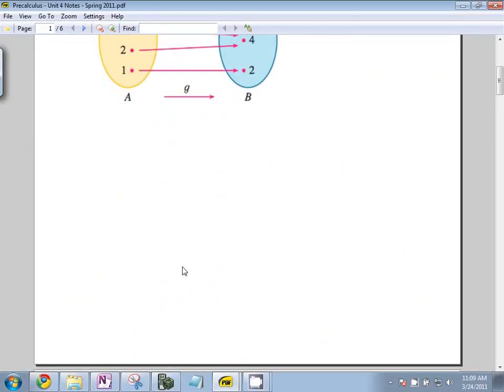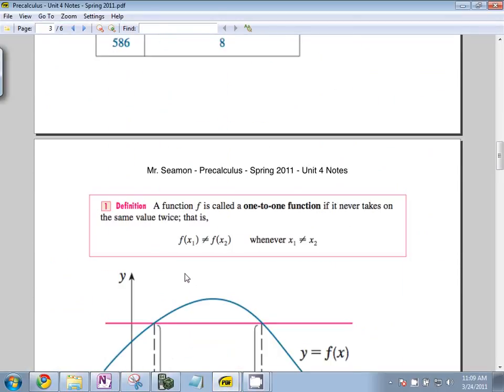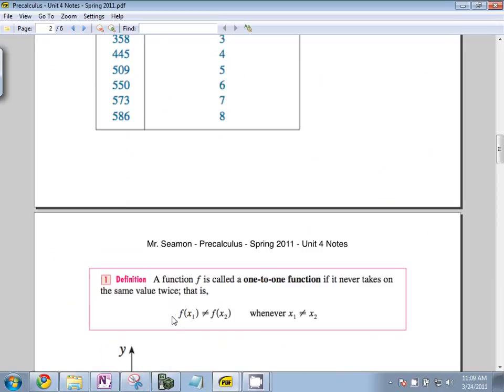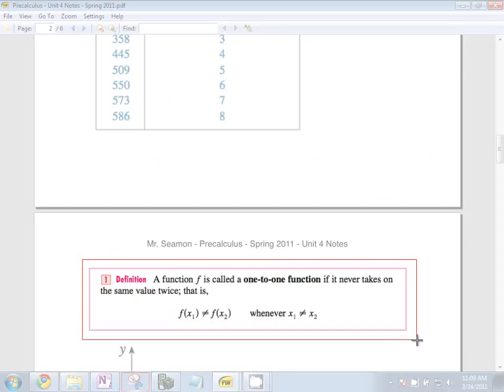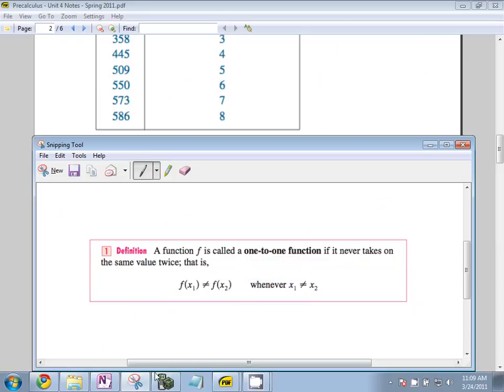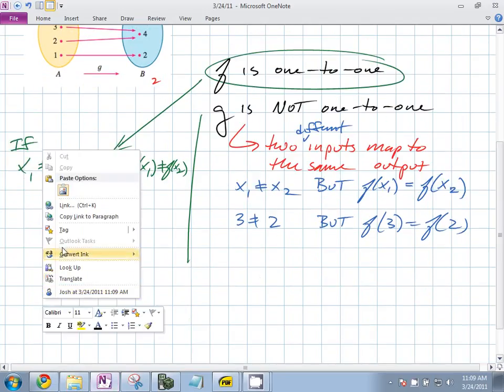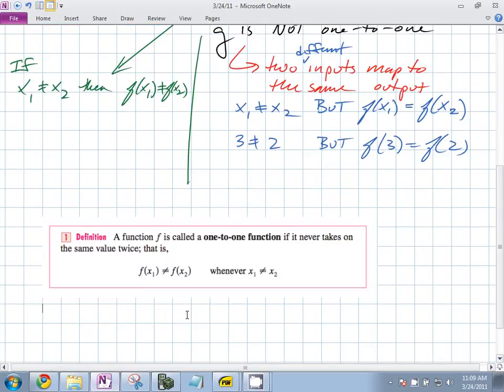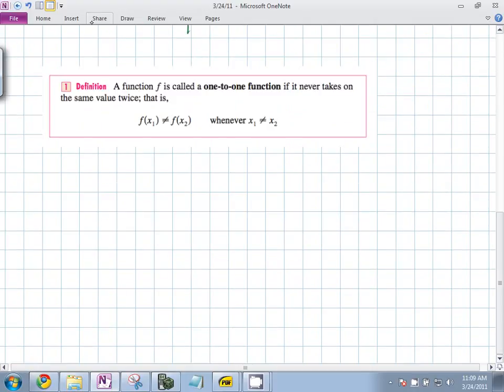Numerically, if we write that out here, let me give it to you right here. A function is called one-to-one with this definition right here. A function f is called a one-to-one function if it never takes on the same value twice. That is, f of x1 does not equal f of x2 whenever x1 does not equal x2. What does that mean visually?